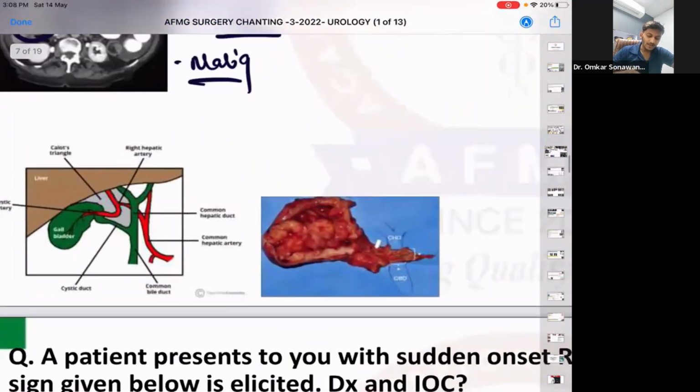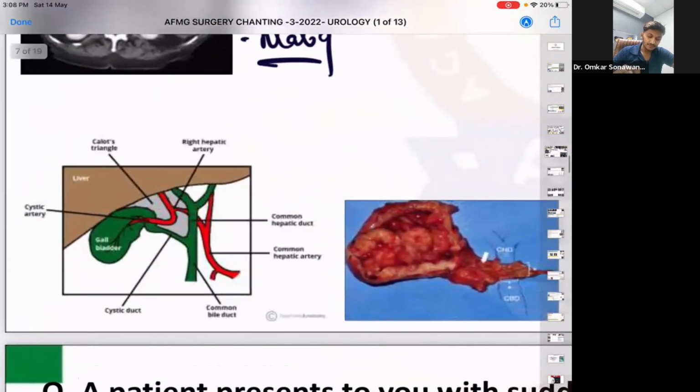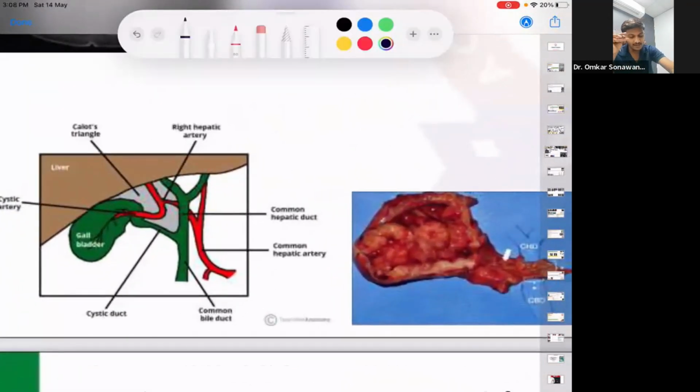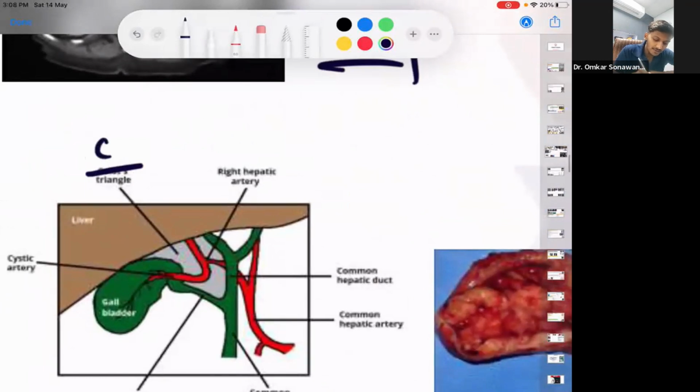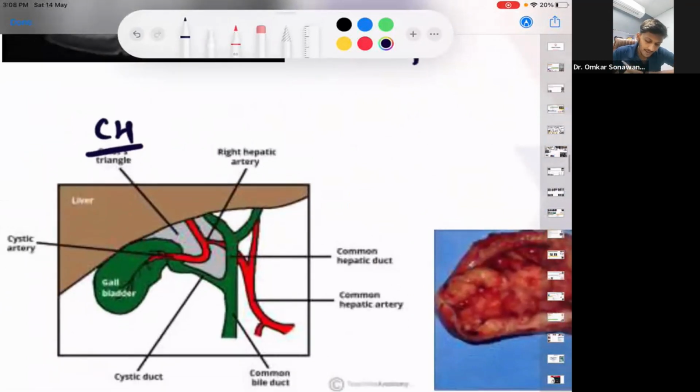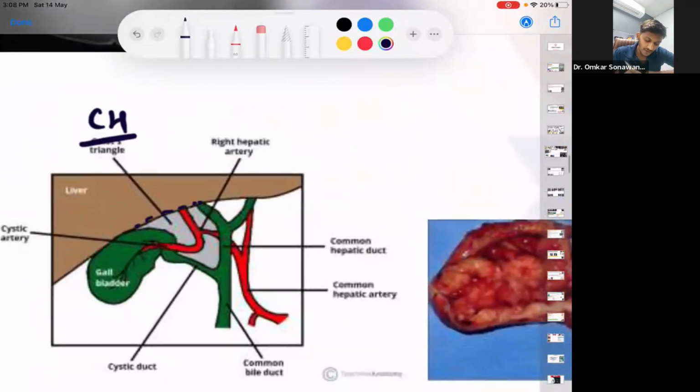Then moving further, what is this triangle called? Please remember, anybody? In this image it is labelled quite wrongly. The larger triangle is actually called the cystohepatic triangle. The larger triangle that we have starts from the inferior surface of the liver and goes over here. This is called the cystohepatic triangle.